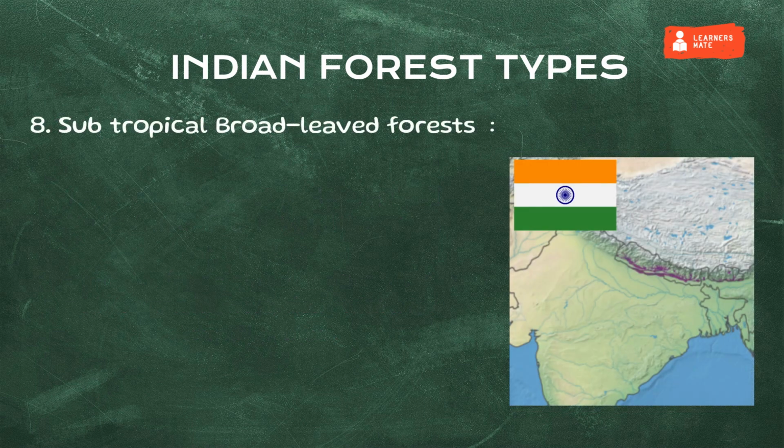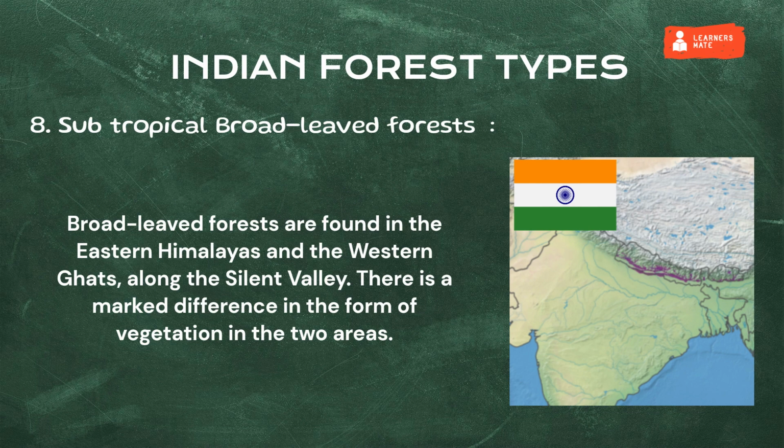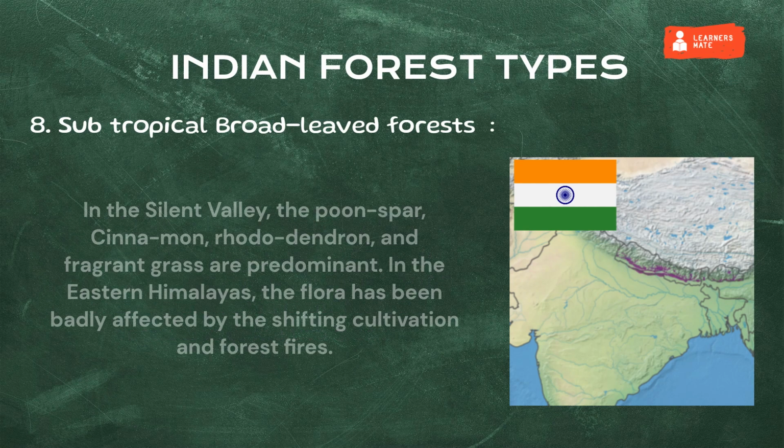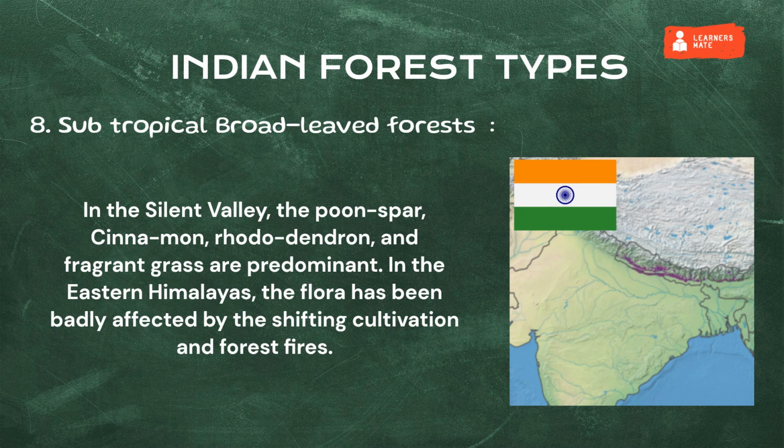Subtropical broad-leaved forest. Broad-leaved forests are found in the Eastern Himalaya and the Western Ghats along with the Silent Valley. There is a marked difference in the form of vegetation in the two areas. In the Silent Valley, punspar, cinnamon, rhododendron and fragrant grass are predominant.